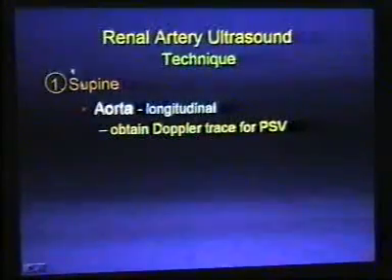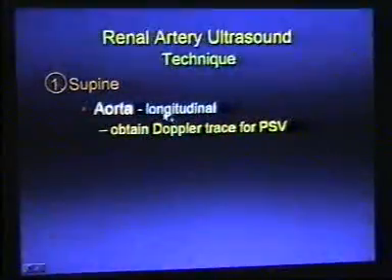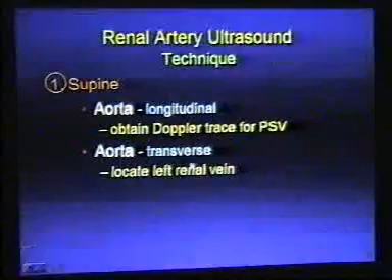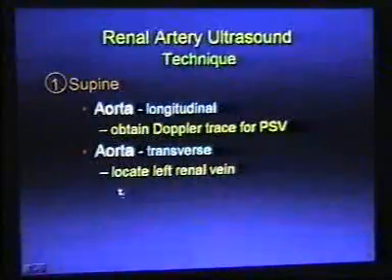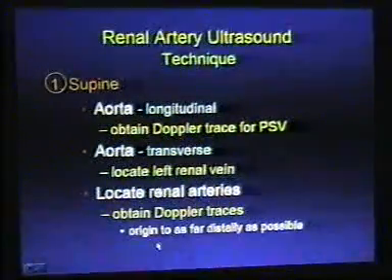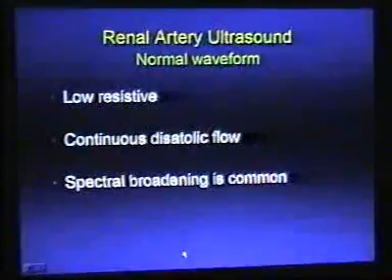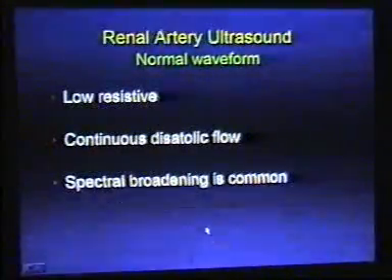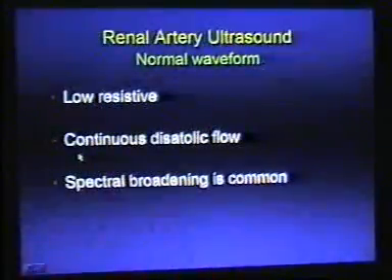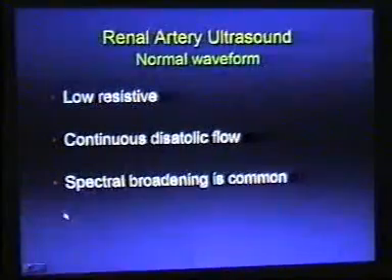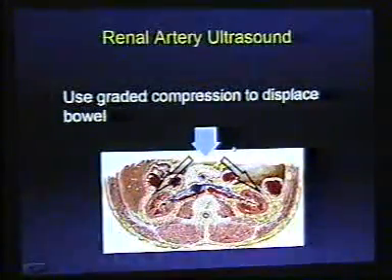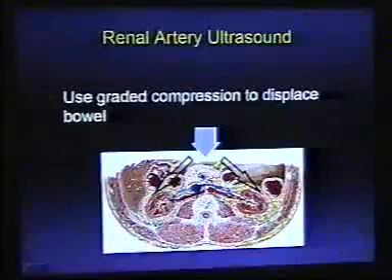Then while the patient is lying supine, scan aorta longitudinally, obtain Doppler trace for peak systolic velocity, and transversely locate left renal vein, locate renal arteries, obtain Doppler traces origin to as far distally as possible. The normal waveform will have low resistance, there will be continuous diastolic flow, and spectral broadening is common. Use graded compression to displace bowel gases.